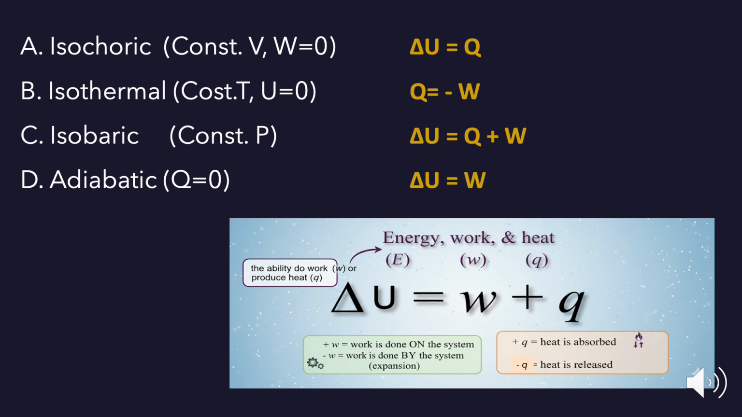Third process is isobaric, constant pressure. No changes for the equation. The fourth process is adiabatic, meaning no heat added, so Q equals 0, then delta U equals W. These are building blocks for engines and reactions.